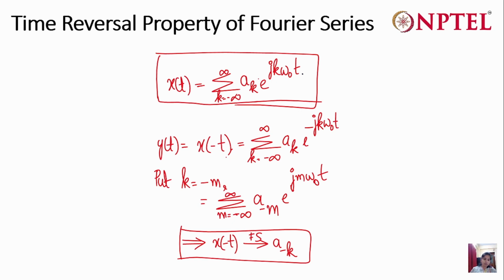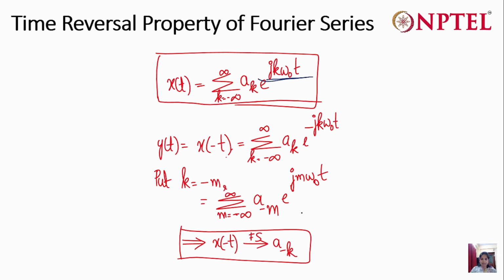Now we have to find the Fourier series of y of t, which is x of minus t. So let's see how the time reversal property works here. Since we have minus t instead of t here, your formula takes minus t. Now we have to put this k as some other integer, minus m.